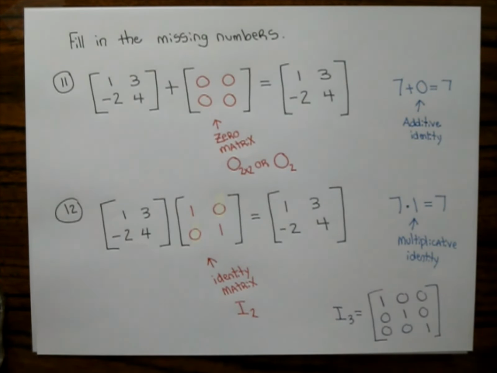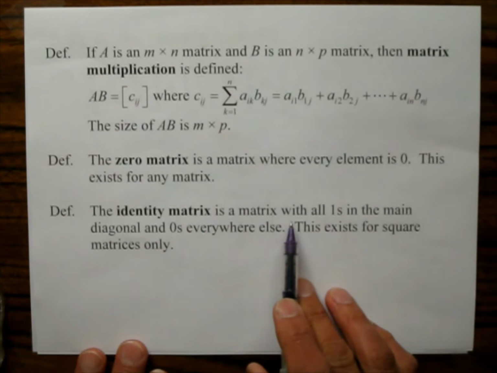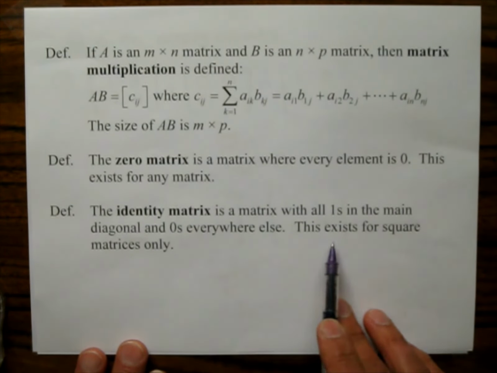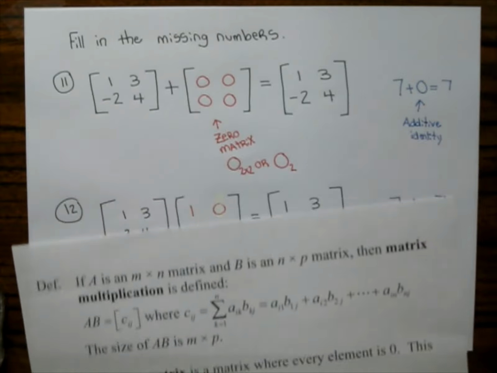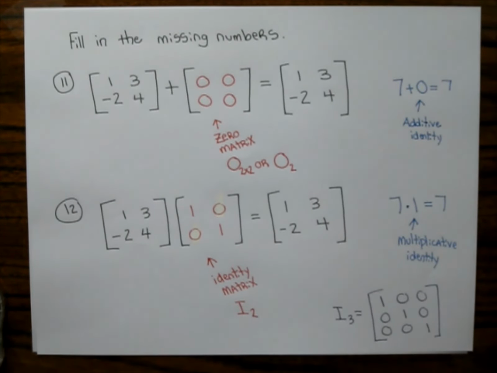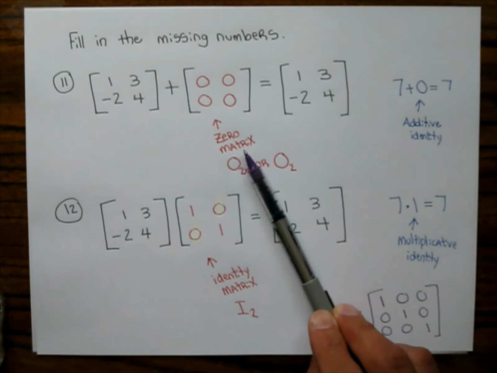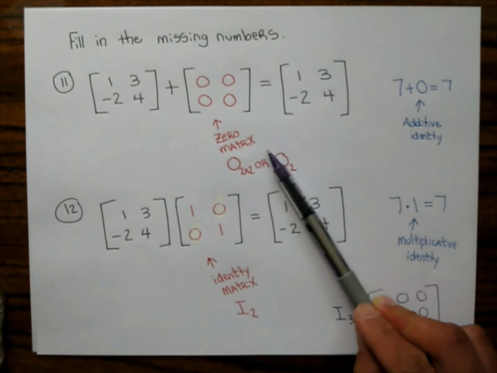So it's time to look at our next definition. It says the identity matrix is a matrix with 1s in the main diagonal and 0s everywhere else. This exists for square matrices only. And that's going to be so important. So in the realm of matrices, you have the additive identity matrix and the multiplicative identity matrix. Well, which one's going to be more important?